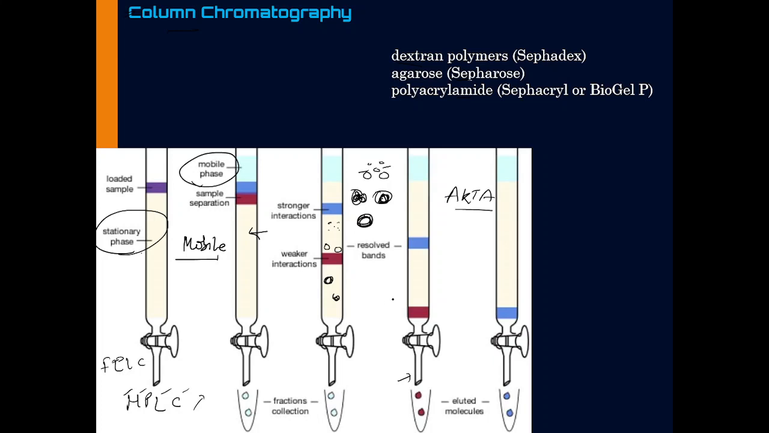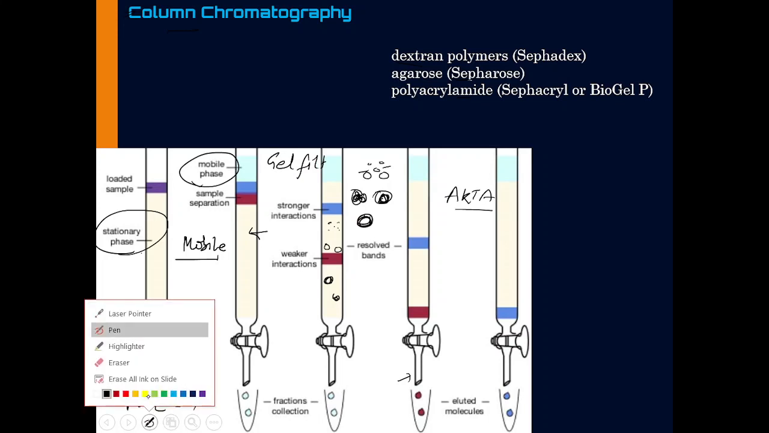This also nowadays is connected with your UV detector and computer, so you can see at what particular time your peak is coming. Okay, where is the larger amount of protein? So that's how column chromatography works, and this chromatography is also called gel filtration chromatography.